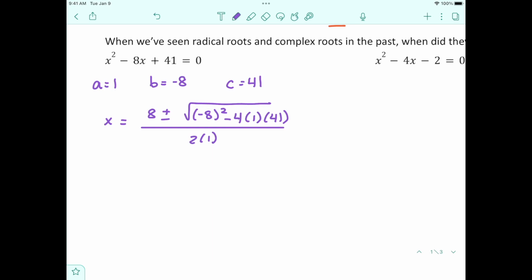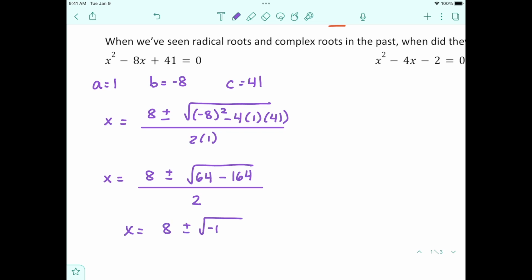So again, I have opposite of B plus or minus the square root of B in parentheses squared minus 4 times A times C all over 2A. Then I like to go through and simplify sections at a time. So I like to simplify B squared, and I like to simplify 4AC, all over 2. Then I can simplify what's under the radical. So I get the square root of -100 all over 2.